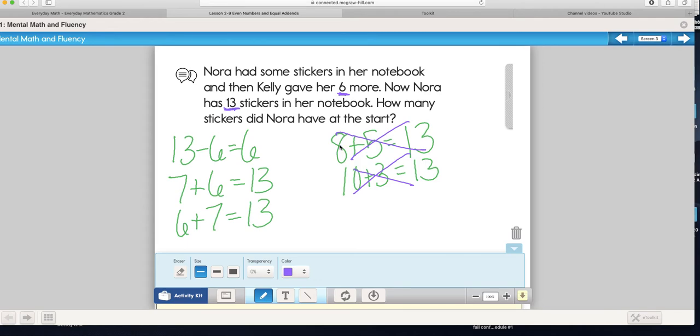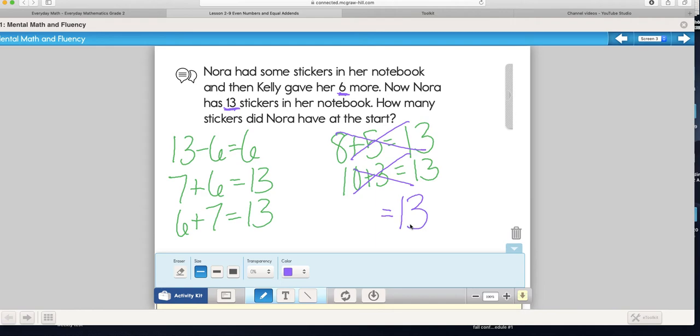So now that takes us back to some of the ones that we have. Okay, Nora had some stickers in her notebook. Do we know how many stickers she had to start out? No. Kelly gave her 6 more. Now Nora has 13 stickers in her notebook. So how many stickers does Nora have at the end of our number story? Tim? 13. She has 13 at the end of our number story. So we have 13 altogether.